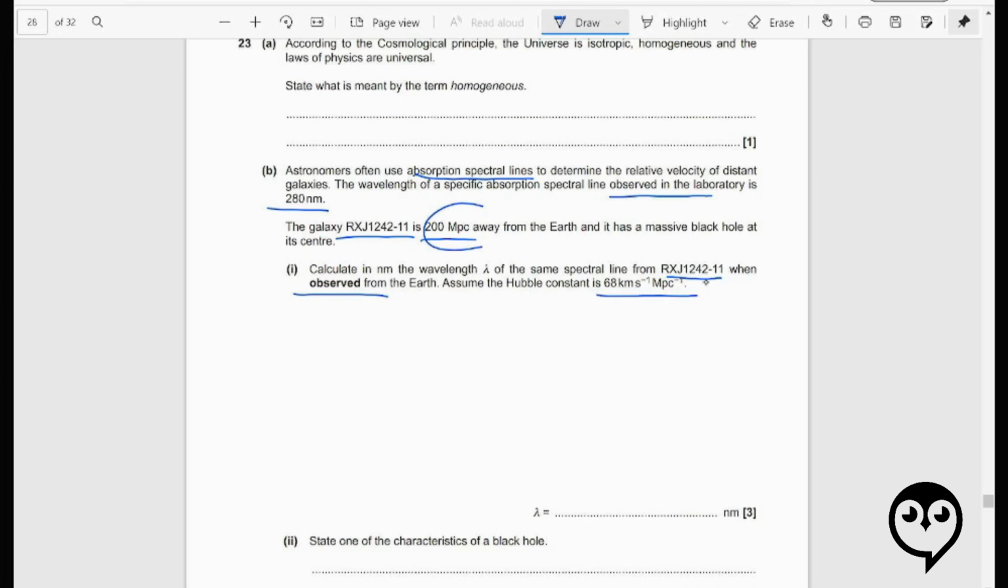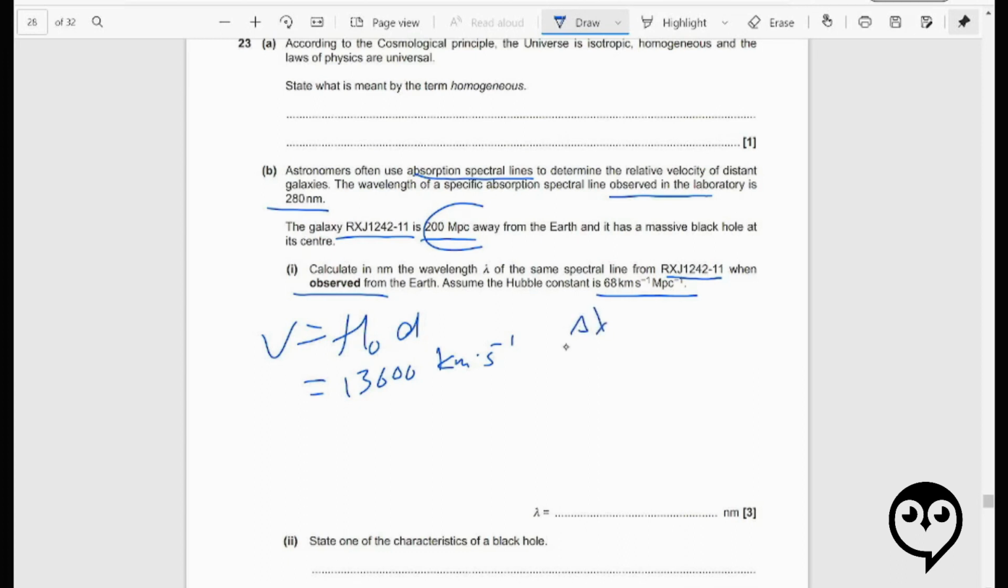Assume the Hubble constant. Okay. So they're giving us the Hubble constant and the distance. We need to find out what the velocity is. So the Hubble constant is given in kilometers per second per megaparsec times 200 megaparsecs. So we're left with 13,600 kilometers per second is how fast this galaxy is moving. Just absolutely incredible. Okay.